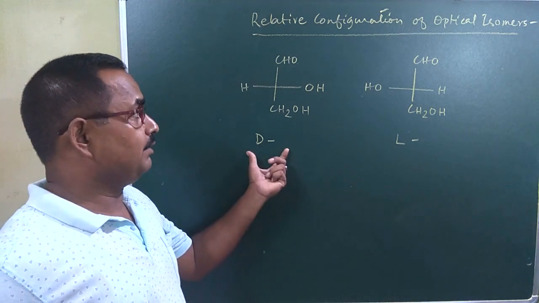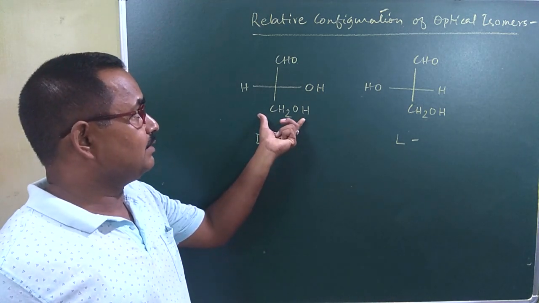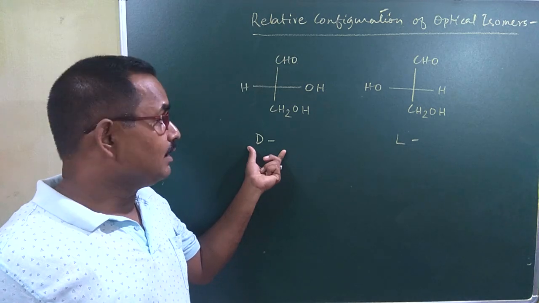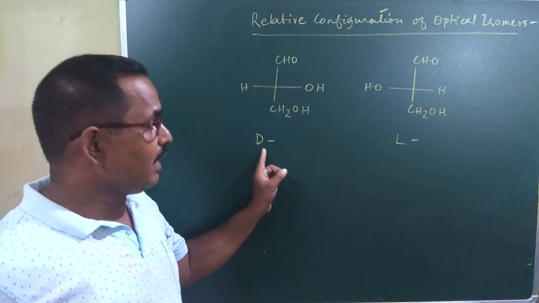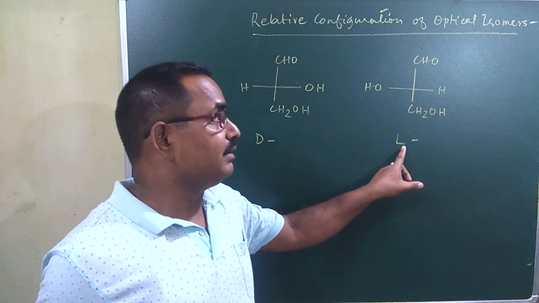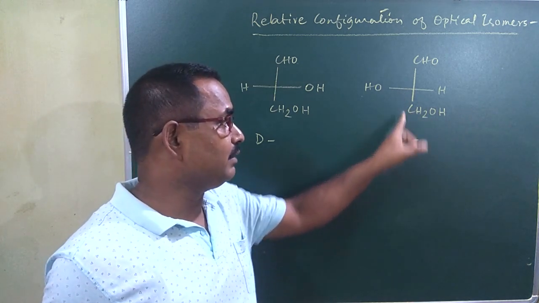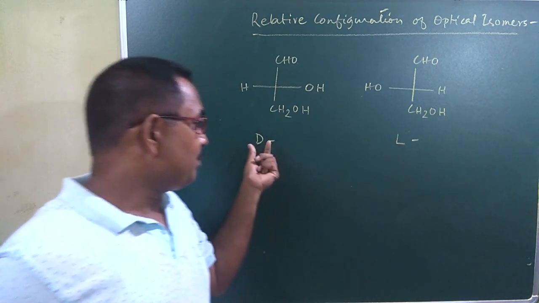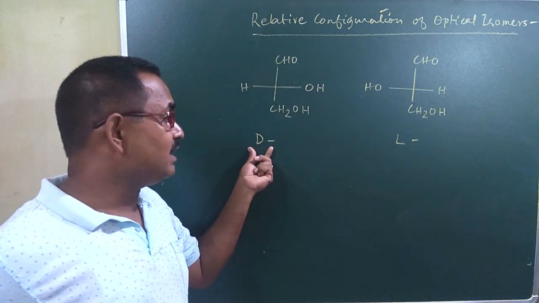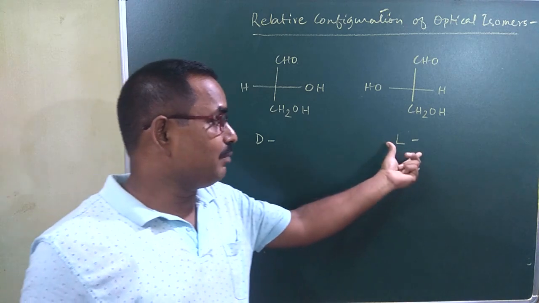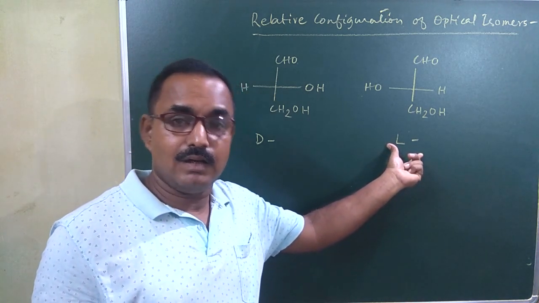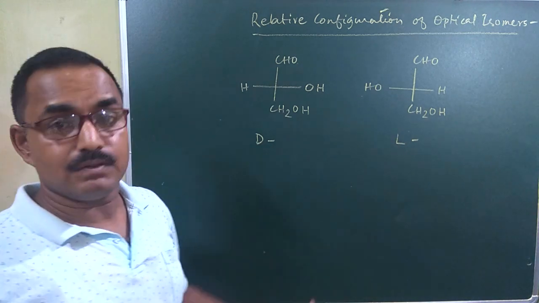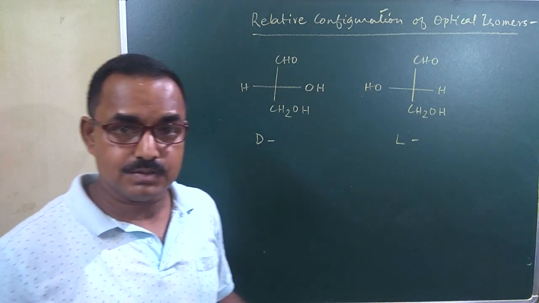Any other configuration that resembles the configuration of D-glyceraldehyde is termed D, capital D. And a configuration which resembles the configuration of L-glyceraldehyde is termed L, capital L. Capital D does not necessarily mean dextrorotatory. Similarly, capital L does not necessarily mean levorotatory. So, capital D and capital L are two relative configurations of optical isomers.